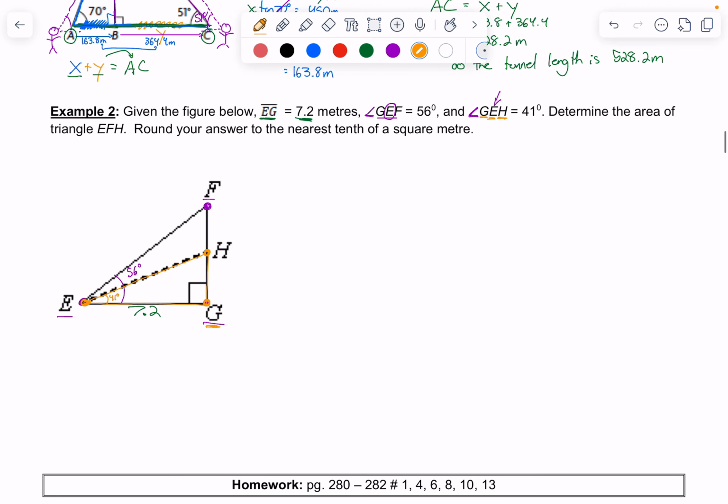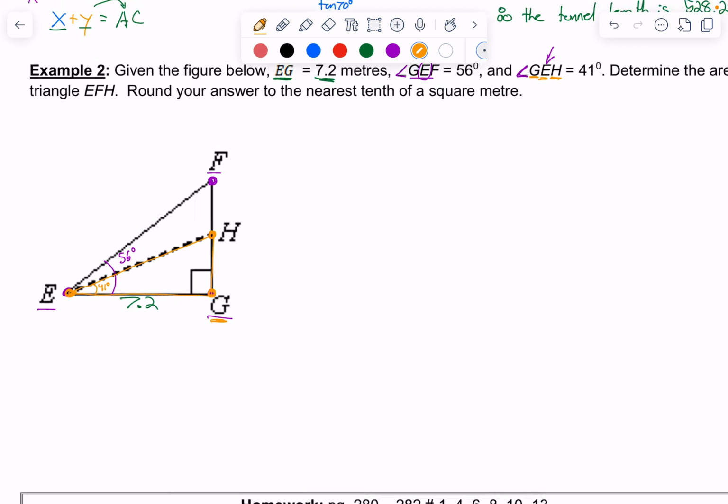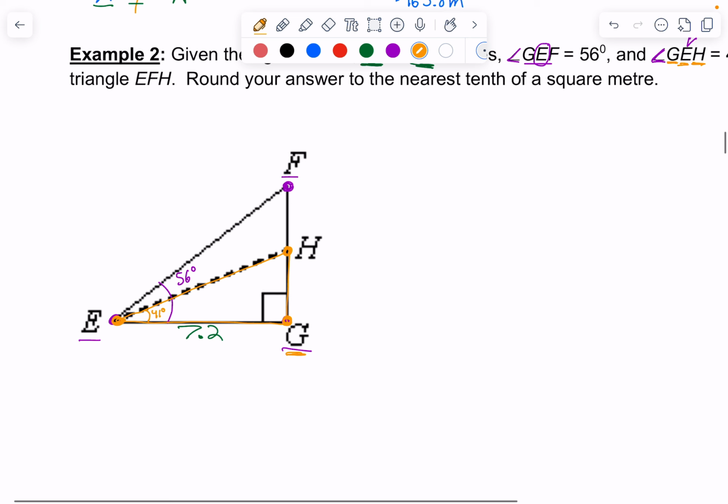Determine the area of triangle EFH. Round your answer to the nearest tenth of a square meter. All right, so we're looking for the area of triangle E, F, and H. So that's this triangle here, here, and here. So that'd be like this right here, what I'm drawing out.